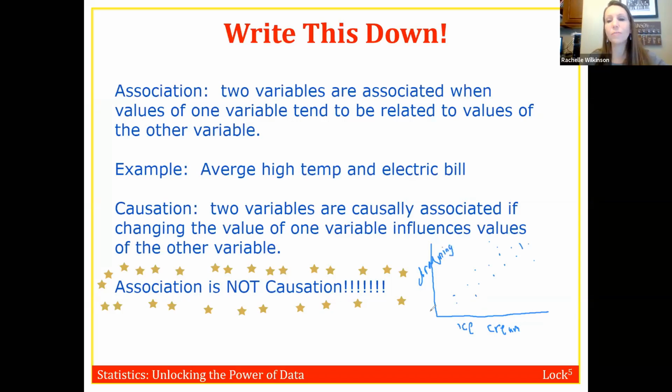Okay, so if I looked at ice cream sales and drownings, I know I just put this graph up here, but if you looked at the real data, there actually is an association between ice cream sales and drownings. So higher ice cream sales is associated with higher drownings. So does that mean that ice cream causes drownings?